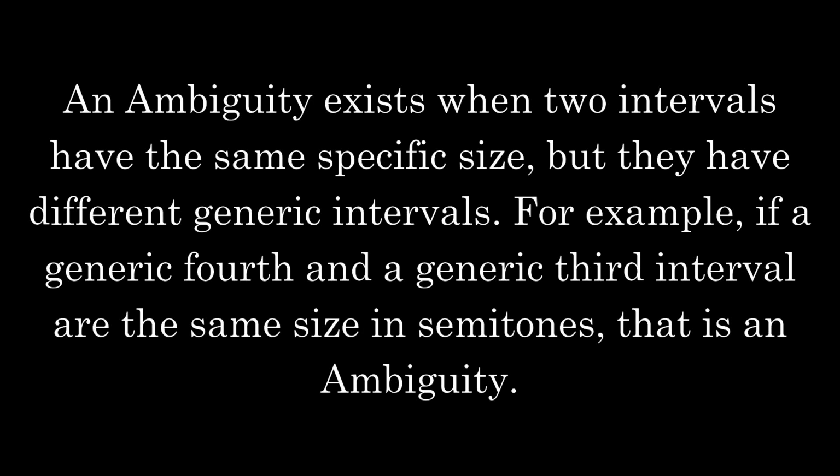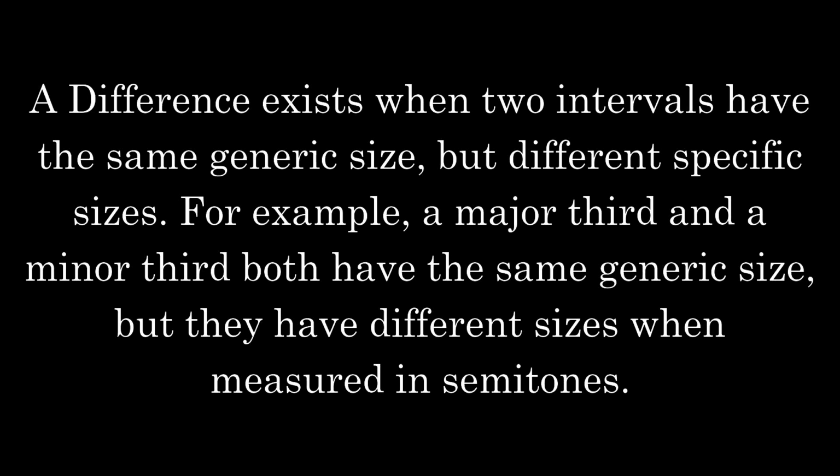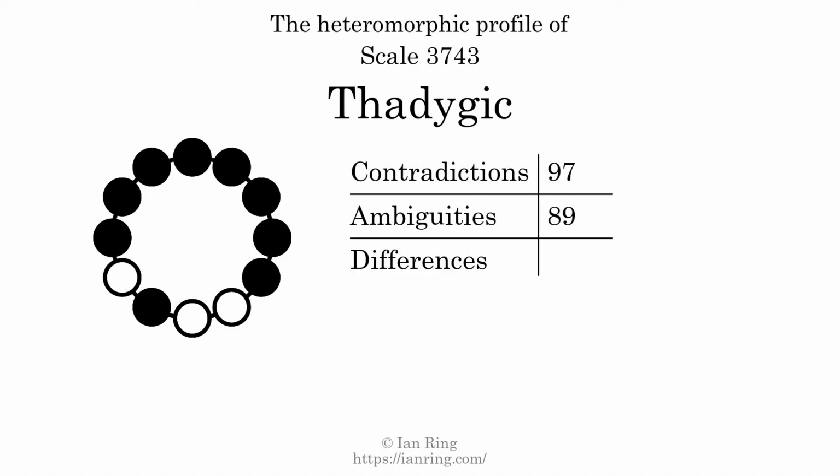An ambiguity exists when 2 intervals have the same specific size, but they have different generic intervals. For example, if a generic fourth and a generic third interval are the same size in semitones, that is an ambiguity. The number of ambiguities in this scale is 89. A difference exists when two intervals have the same generic size, but different specific sizes. For example, a major third and a minor third both have the same generic size, but they have different sizes when measured in semitones. The number of differences in this scale is 176.